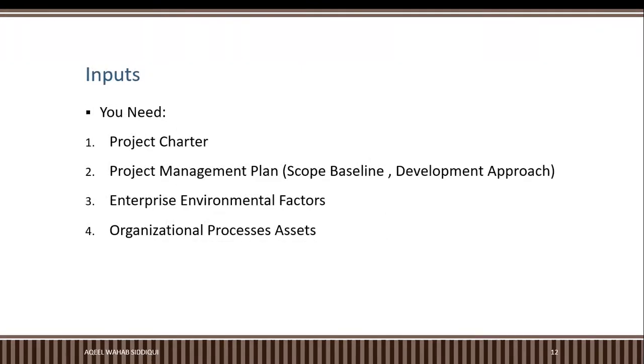So let's talk about inputs. You need the project charter. We have talked in detail about the project charter, that it contains project objectives. Number one thing, it contains the project description. It contains project justification, that is called the business case. Why can we not live without this project? Why is this project so important that if we fail this project, we will face serious issues in the company's growth? So that is called business justification. It contains objectives. It contains high level requirements.